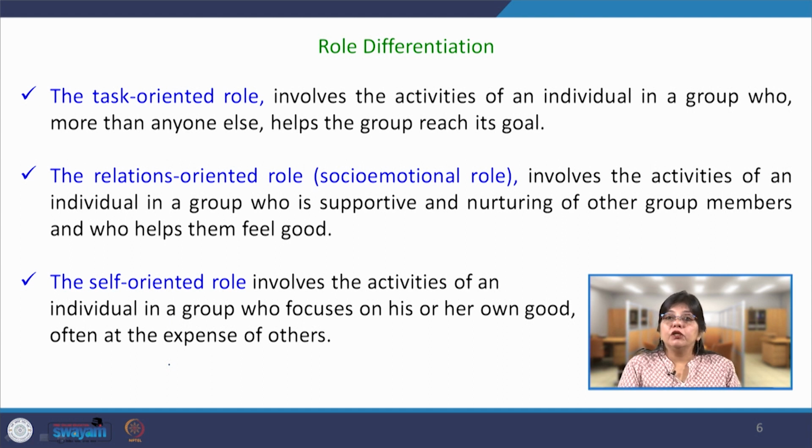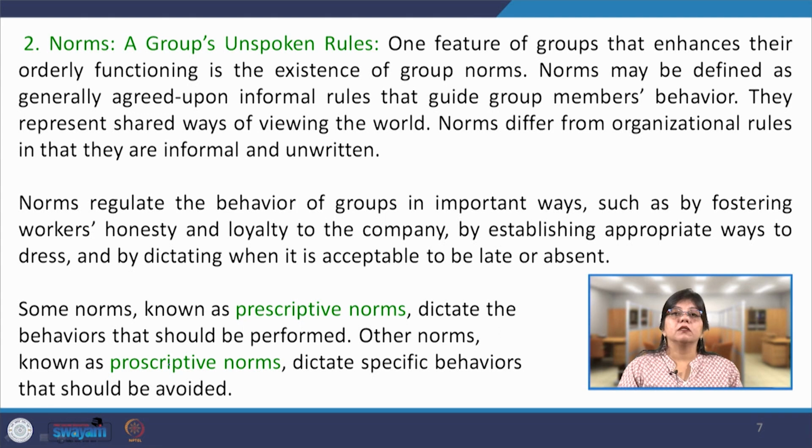The relationship oriented role or the socio-emotional role involves the activities of an individual in a group who is supportive and nurturing of other group members and helps them feel good. That means they are supporters, they are contributors. And the self-oriented role involves the activities of an individual in a group who focuses on his or her own good, often at the expense of others. That means they completely focus on satisfying their own personal interest. The next property is norms.